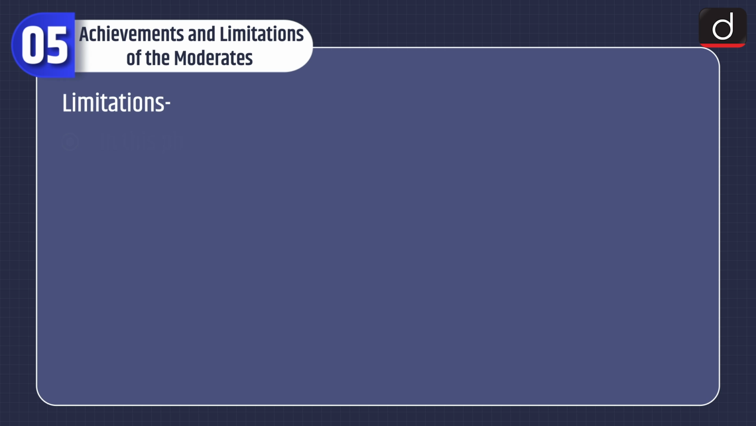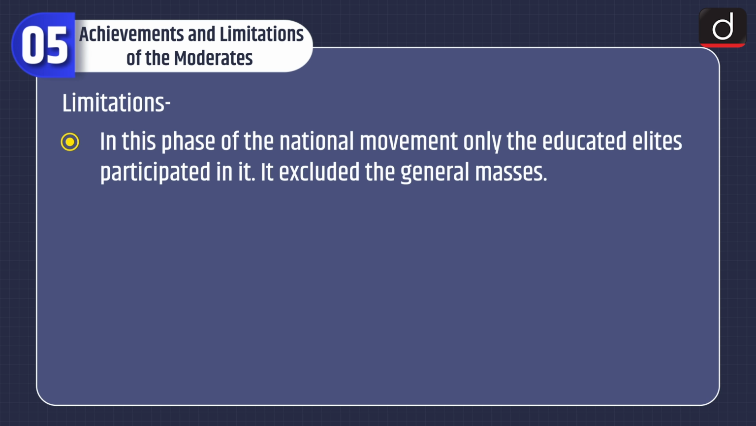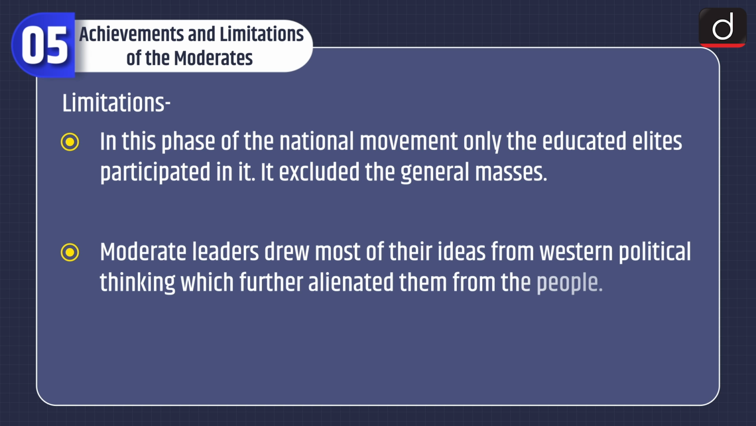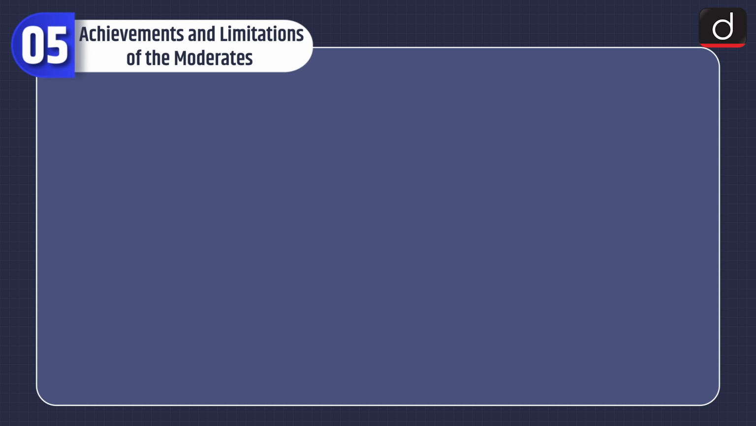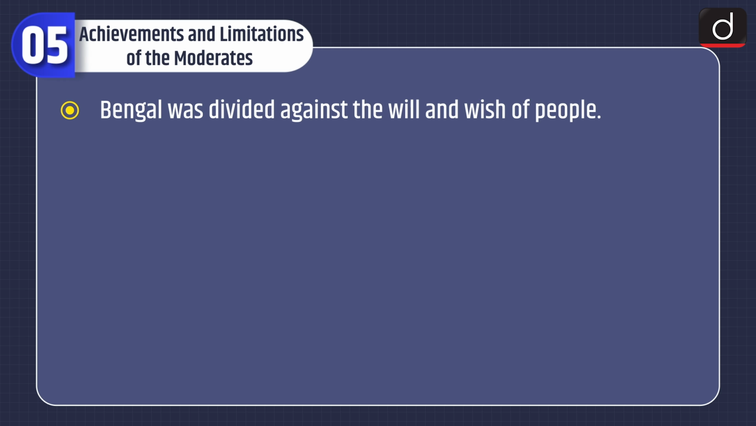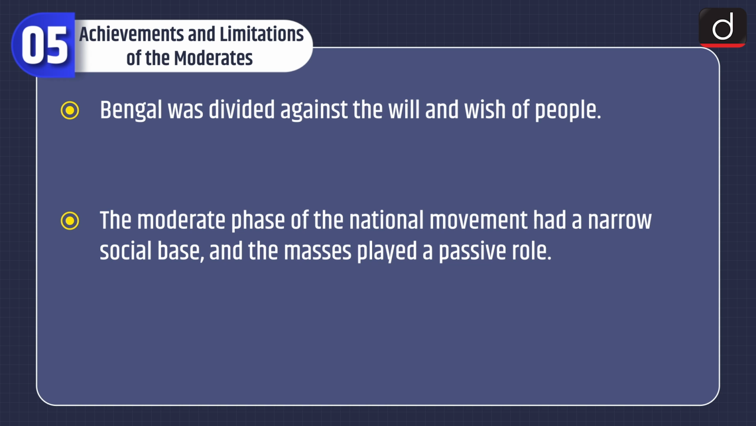And now limitations. In this phase of the national movement, only the educated elites participated in it. It excluded the general masses. Moderate leaders drew most of their ideas from Western political thinking, which further alienated them from the people. Pray, petition and protest type of politics could not turn out to be effective. Bengal was divided against the will and wish of people, and the moderate phase of the national movement had a narrow social base and the masses played a passive role.